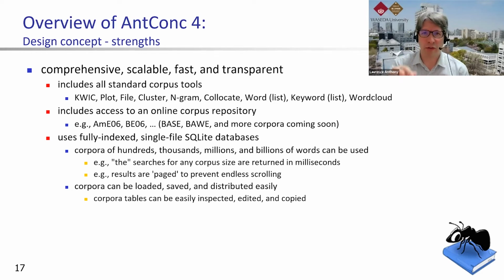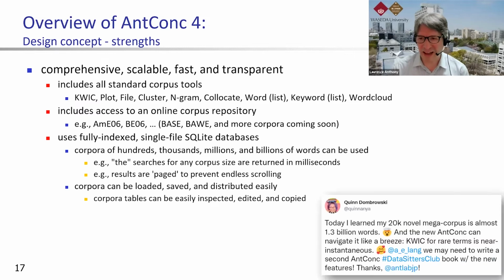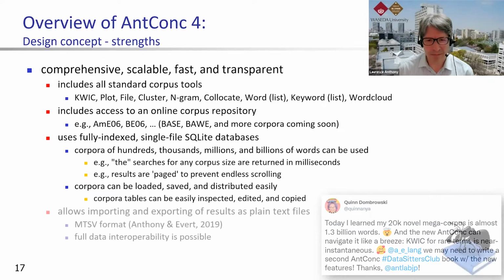And you can use a tool very quickly just to double click and open it and see all the tables and so on inside. Just a nice little example here. Quinn Dombrowski recently wrote, "I learned that my 20,000 novel megacorpus is almost 1.3 billion words, and the new AntConc can navigate it like a breeze. Quick for rare terms is near instantaneous." And that's somebody else using it, which I'm really happy to see.